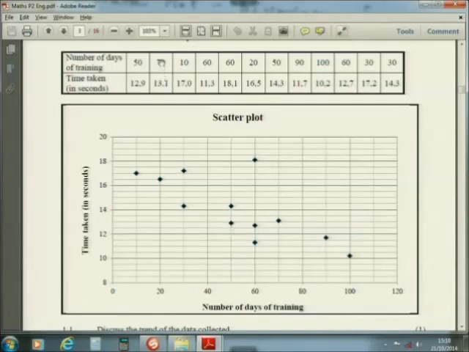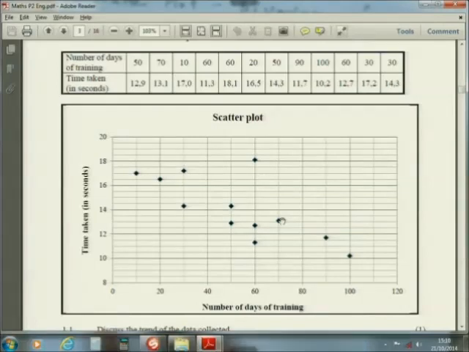And you go to the second point, 70 number of days. 70 days is matched with 13.1. So you go on your horizontal line here. Here is 70. 70 is matched with 13.1. There is 13.1. Can you see that? So you plot your points on the scatter plot. That is how you plot your points.